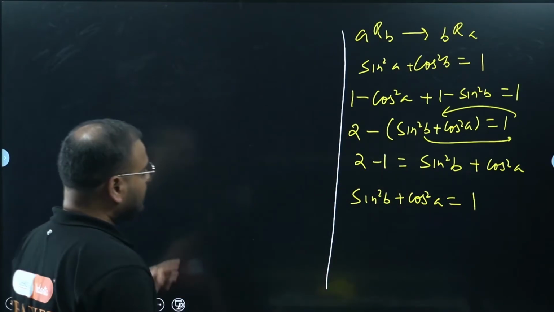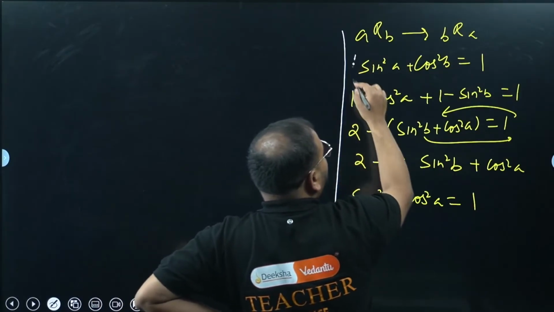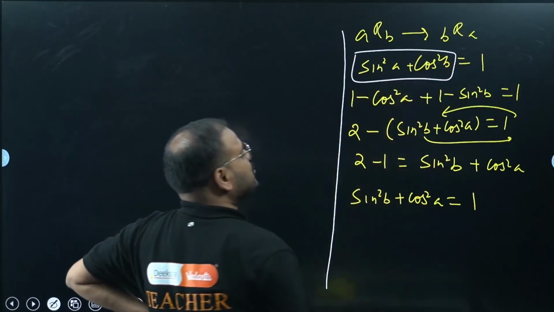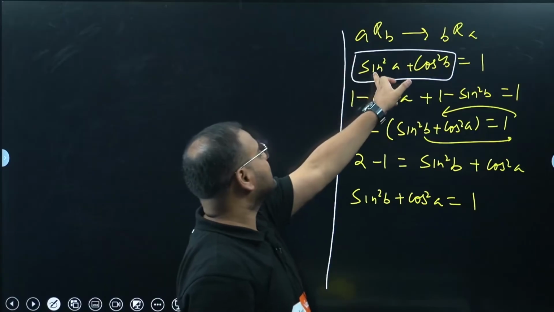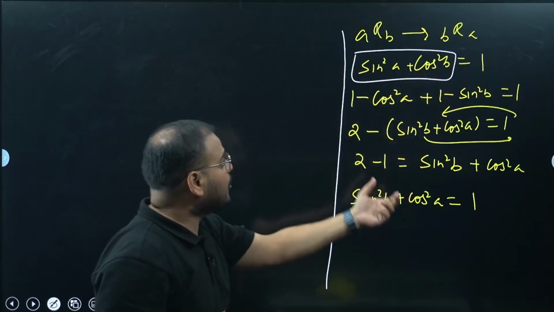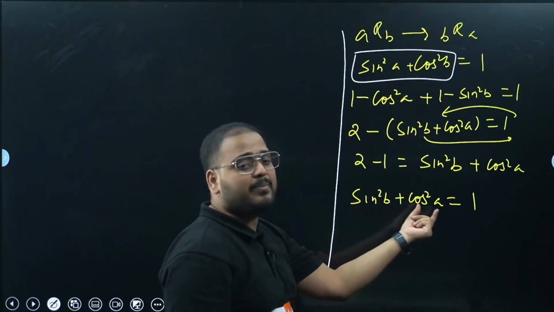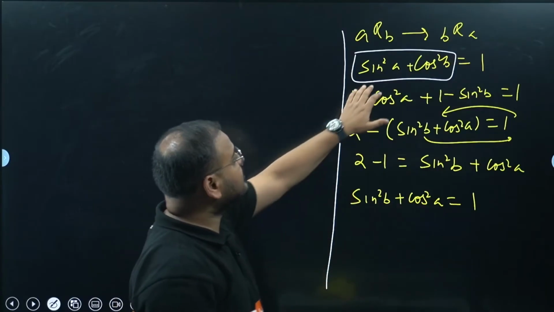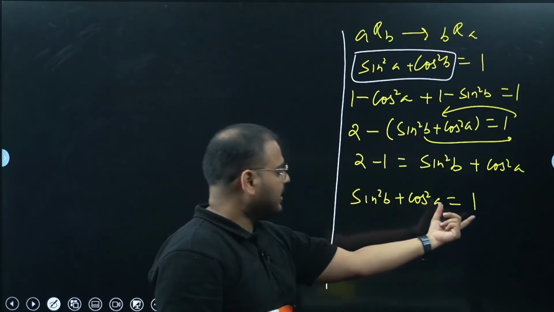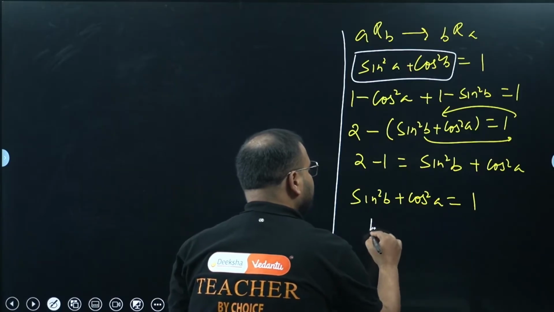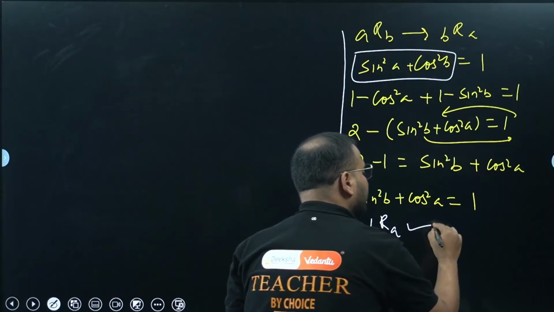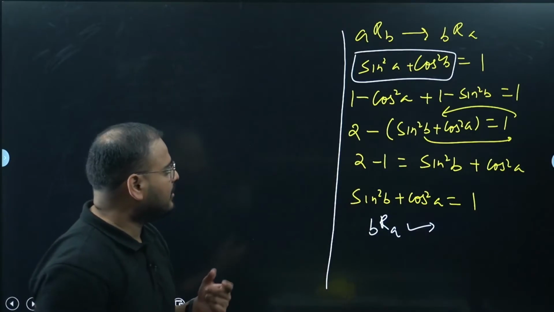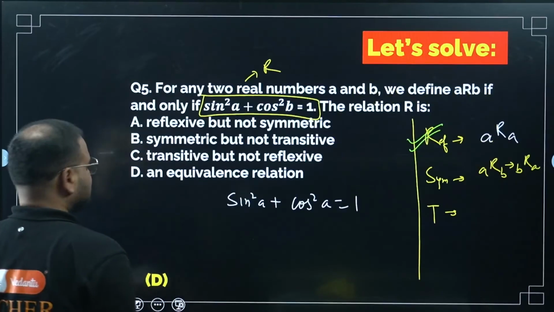Please check. For ARB, I had sin square A plus cos square B. For BRA, I will have sin square B plus cos square A. This is coming to be true, it is equal to 1. It means BRA is also there. It means it is symmetric.